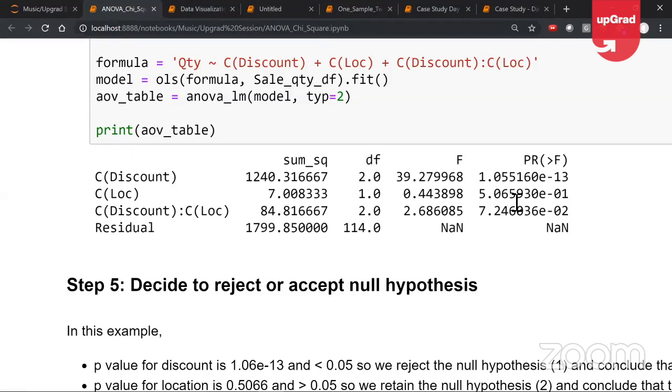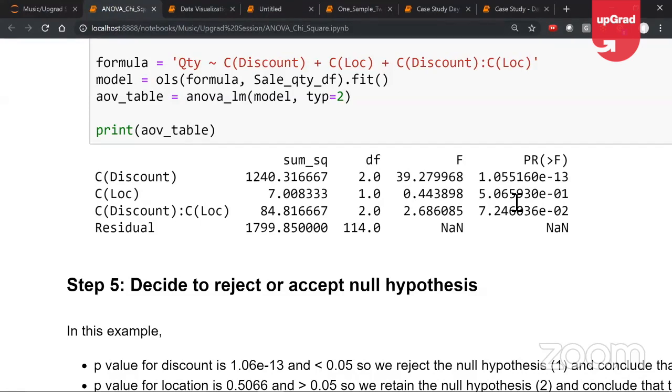By the way, what is e power minus 1? E power minus 1 means 10 to the power minus 1. E basically stands for 10. So 5.06 into e power minus 1 means 10 power minus 1. Location is not a good feature. Doesn't matter, right? Maybe your location 1 and location 2 are both metro cities. Whether it is Bangalore or Mumbai, both are metro cities. What does it matter? Doesn't matter, right?